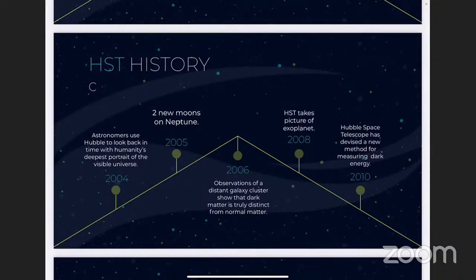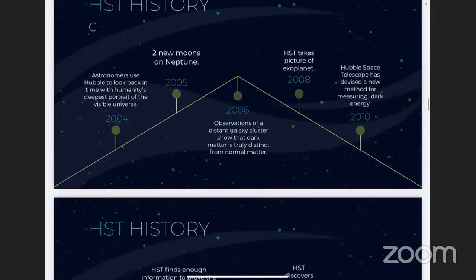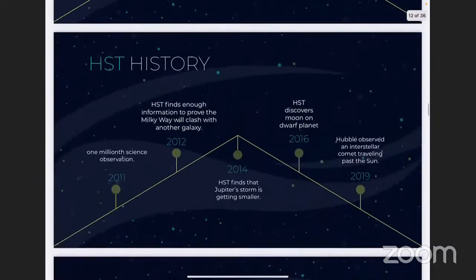And in 2010, the Hubble Space Telescope devised a new method for measuring dark energy, to be exact. And in 2011, it took its 1 millionth science observation. Later in 2012, it found enough information to prove that the Milky Way will clash with another galaxy, which in this case is the Andromeda galaxy.